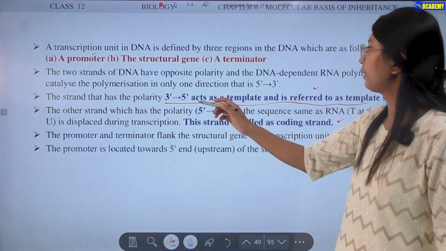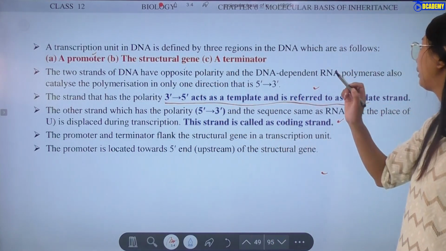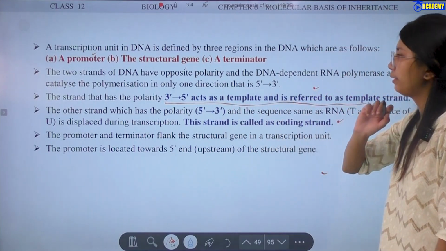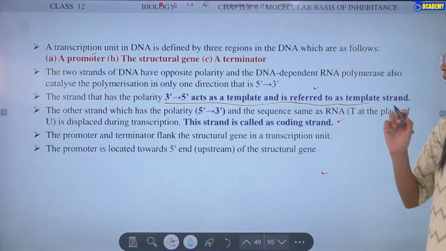The two strands of DNA have opposite polarity, and the DNA dependent RNA polymerase also catalyzes the polymerization in only one direction, that is 5 prime to 3 prime.